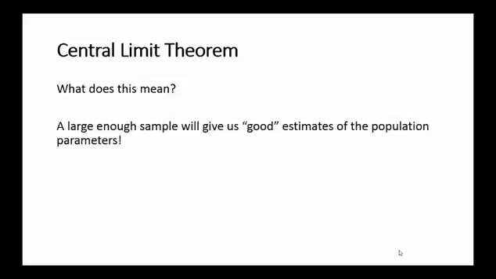It basically means a large enough sample will give us really good estimates of the population parameters. So if you don't understand the logic of this, that's okay. I know I'm probably not very good at explaining it. It's really tricky. But you can run with this, and I'll show you how to do things in Excel as long as you kind of know this fact or just accept this idea. A large enough sample will give us really good estimates of the population parameters.